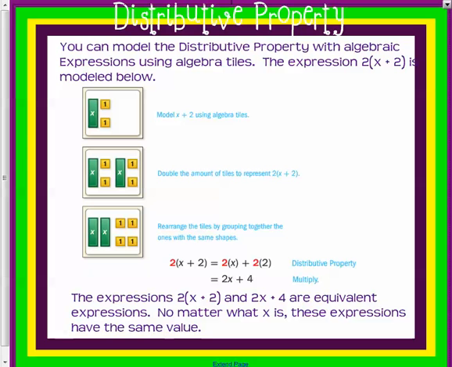So what if we wanted to model this? For example, if I have 2 times x plus 2, well, this green chip right here models my unknown, or my x. And each of these yellow tiles represents the ones. So I have 2 ones. If I wanted to multiply it by 2 or distribute a 2 to both, I would have 2 separate groups of this. That means I have 2 x's and 4 remaining tiles, or 2x plus 4. So if we think about it, 2 times x plus 2 and 2x plus 4 are equivalent expressions. No matter what x is, these are going to have the same values.